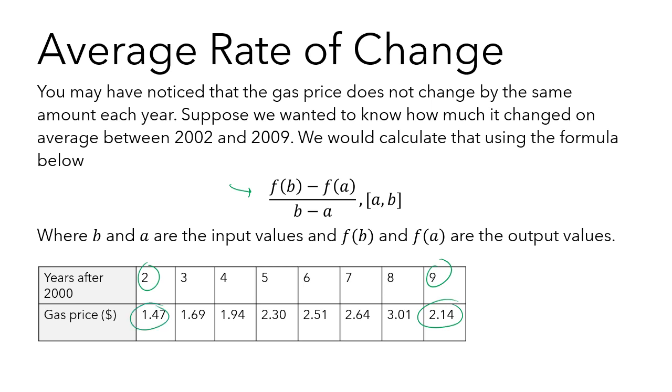So we would do 2.14 minus 1.47 divided by 9 minus 2. That's going to give us about 0.096. So on average, on that interval, we're seeing a positive change of about 10 cents or so.